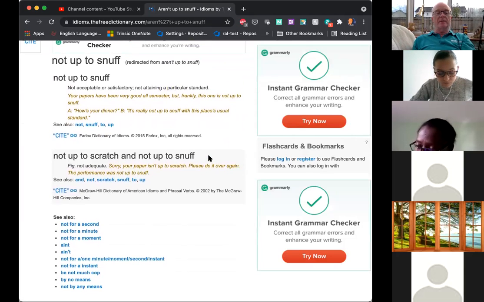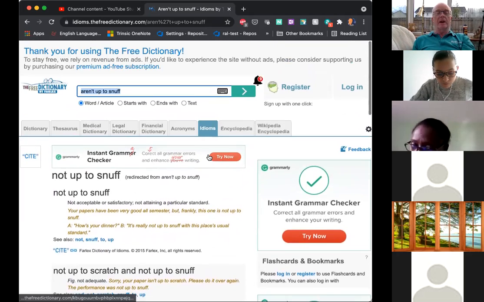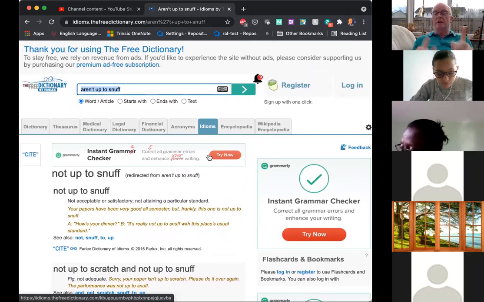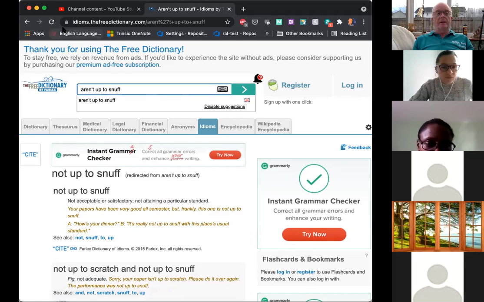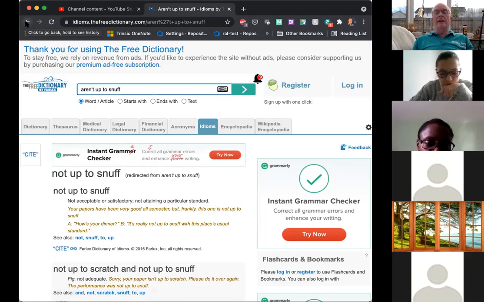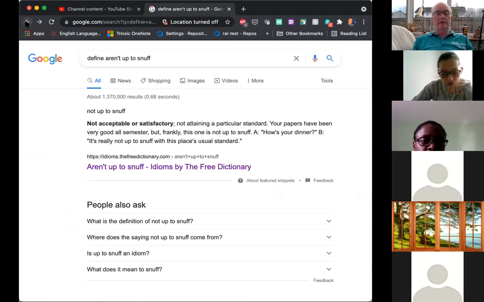Not up to scratch, not up to snuff, means the same thing. I'm just doing that one in passing since it was used to define the other word, right? Not up to snuff. In the Elham test, it's not super common, not rare, but not super common.